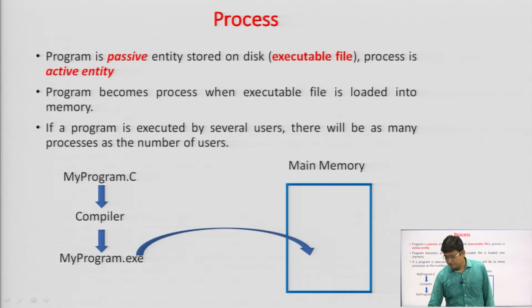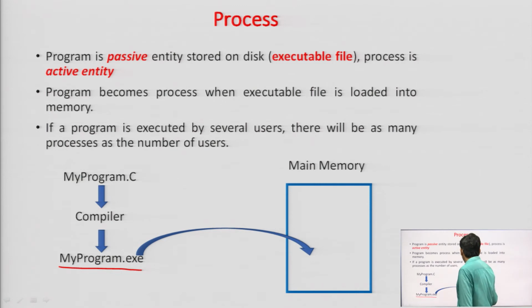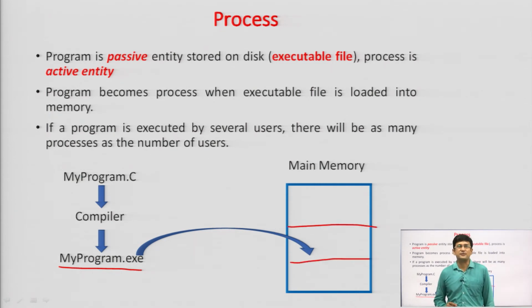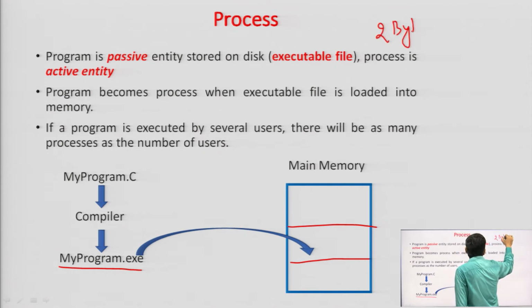For example, if this is the program and this is the exe file and it is brought to the main memory, in the main memory we give it some space, and that space is usually of fixed size. If we talk with respect to the C programming language, if the integer is of 2 bytes, it means that it will be of 16 bits.